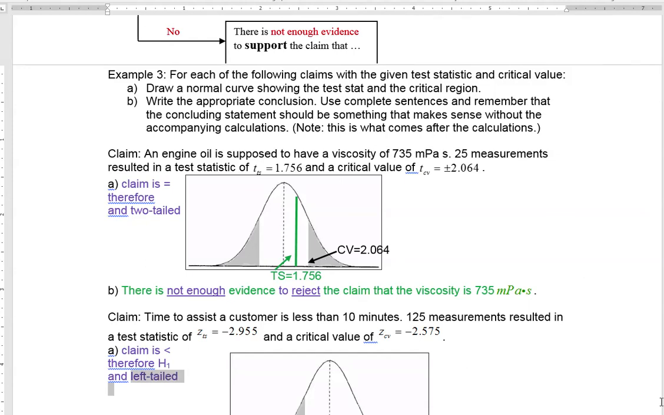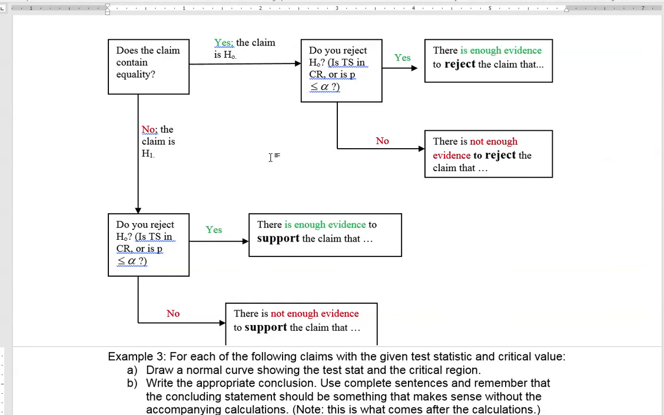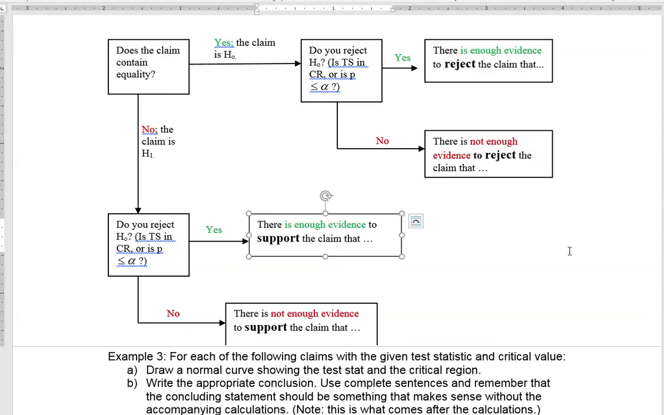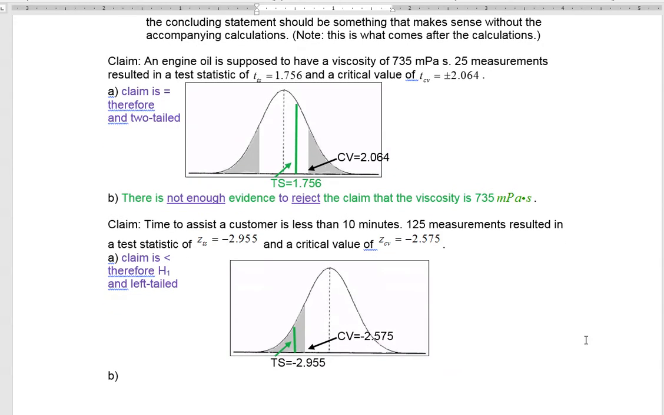Didn't quite highlight enough there. So we look at our left tail diagram. Again, we put the critical value in first, so we see that critical value is the edge of our shaded region, negative 2.575. We put our test statistic in next. Well, relative to negative 2.575, it's more to the left. It's even more negative. So this time it falls into our critical region. Quickly going to go back up to our flowchart. So we've said no, it's H1. Do we reject H0? Yes, it's in the critical region. So we're going to conclude there is enough evidence to support the claim that the time to assist a customer is less than 10 minutes.